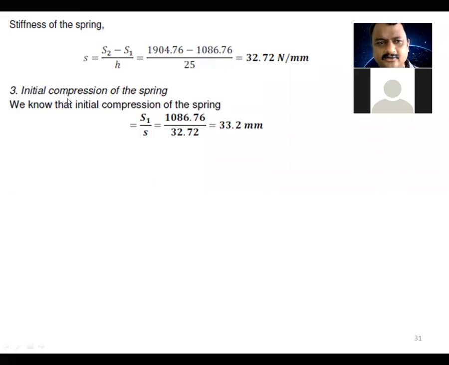And at last, I told you, the initial compression in the spring is given by h1 equal to S1, where S1 is the spring force at the initial case or minimum speed. Therefore, capital S1 I am using, divided by stiffness. Small s is the stiffness of the spring, or K as I usually call it. If you divide both, you will come to know 33.2 millimeter is the initial compression of the spring.